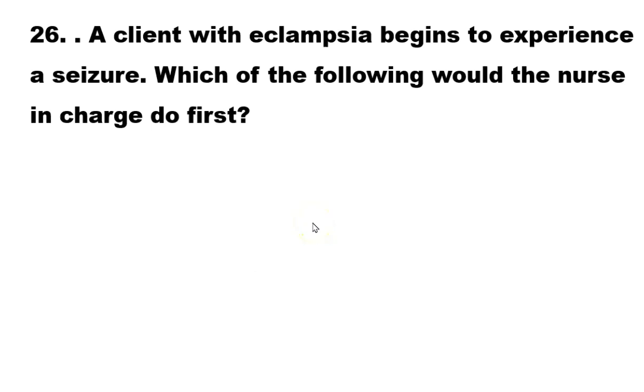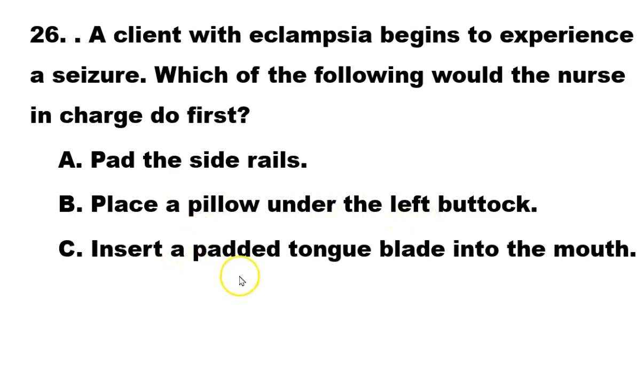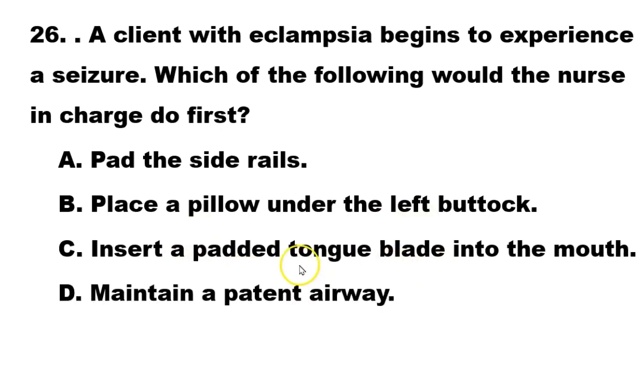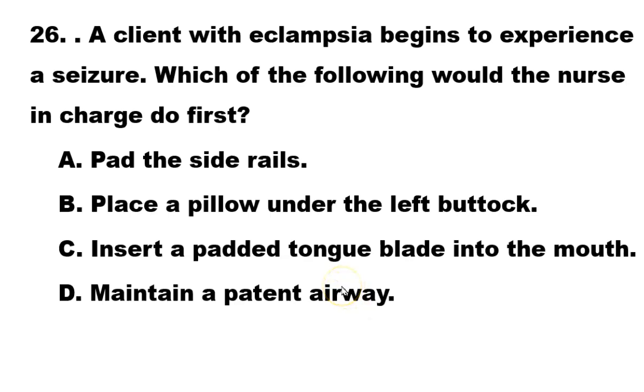The next question. A client with eclampsia begins to experience a seizure. Which of the following would the nurse in charge do first? A. Pad the side rails. B. Place a pillow under the left buttock. C. Insert a padded tongue blade into the mouth. D. Maintain a patent airway. The correct answer is D. Maintain a patent airway.